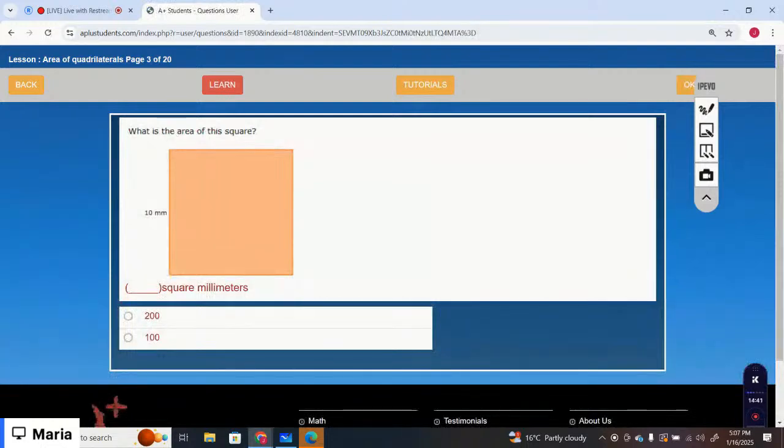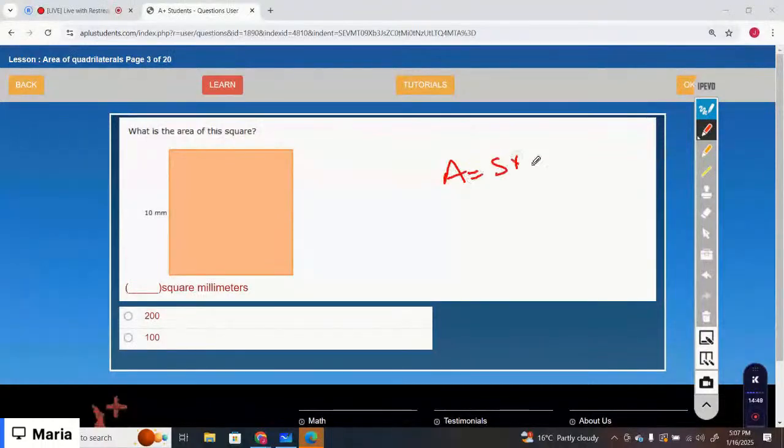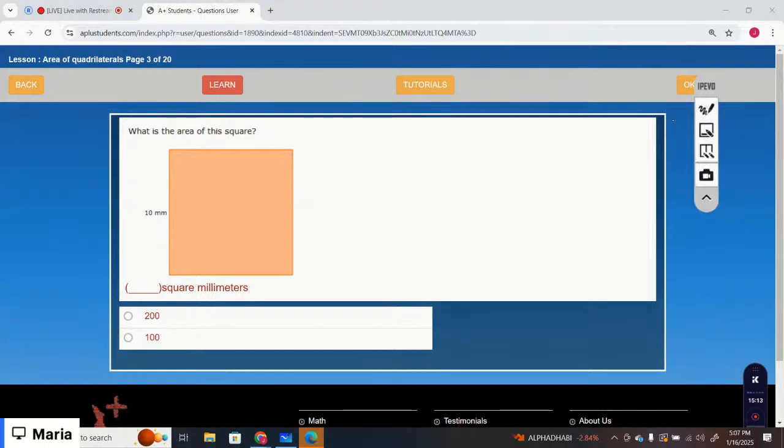What is the area of square, which is the correct option? Area of square is side times side. So you have 10. 10 times 10 is 100 square millimeters. Option number 2 is the correct option.